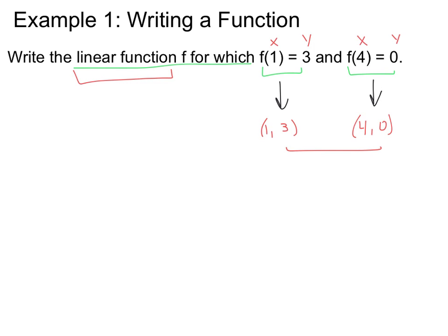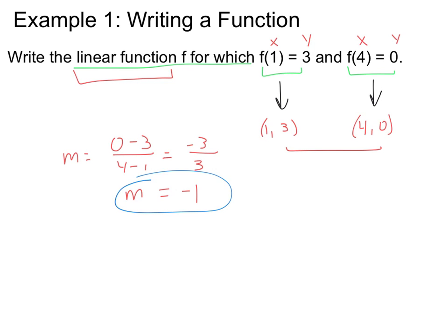I'm going to go ahead and find the slope between these 2 points. I'm going to do 0 minus 3 over 4 minus 1. So I've got minus 3 over 3, which is minus 1. So my slope is negative 1. This is good because now I can simply work with either point slope or slope intercept form. I'm going to choose point slope form.